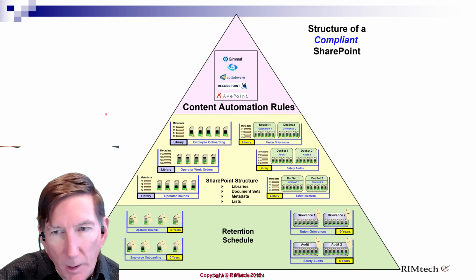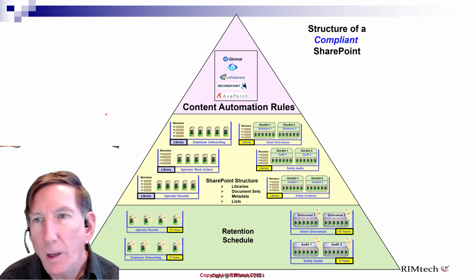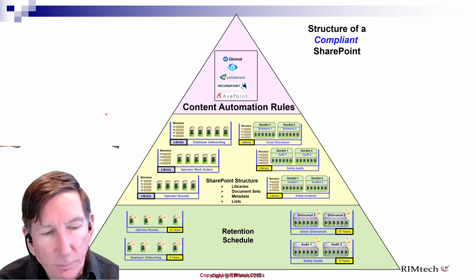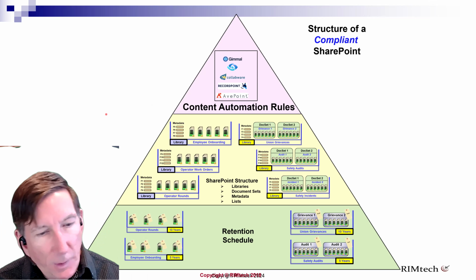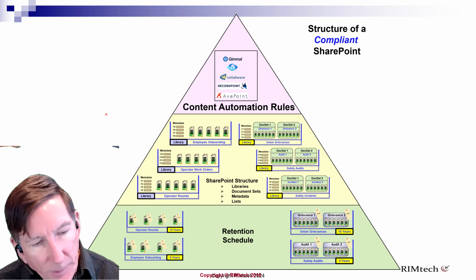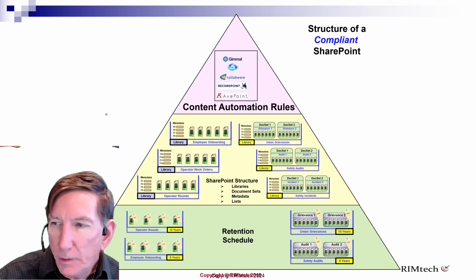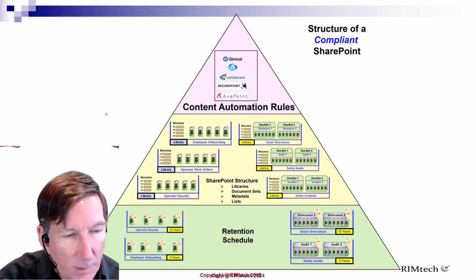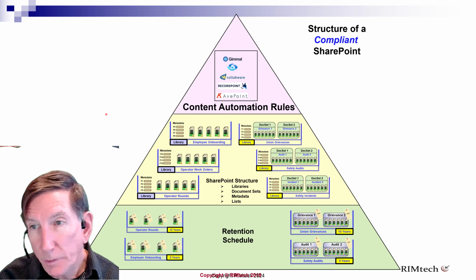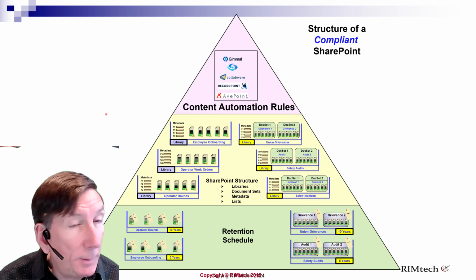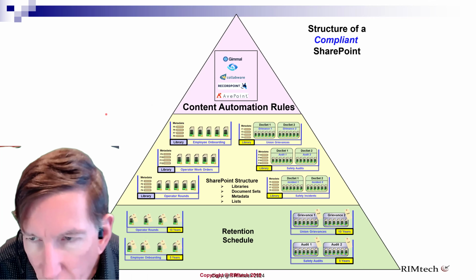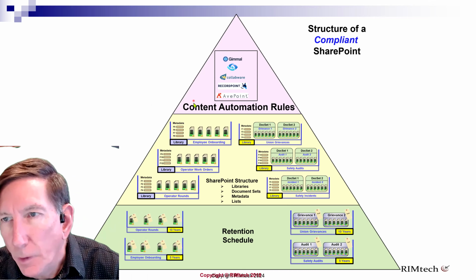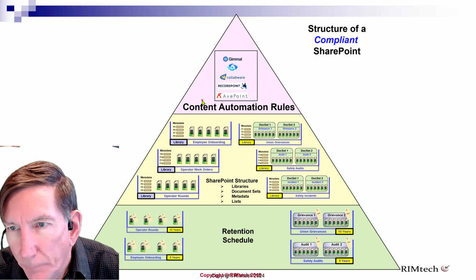So imagine a pile of retention rules, 100 of them. Content automation rules are different. That's a rule that says for this content in this place in SharePoint, use this retention rule and apply it to that content. But in this other place, apply this different rule, or maybe the same retention rule to this other place or for that other content. Okay. So that's what we do up here.